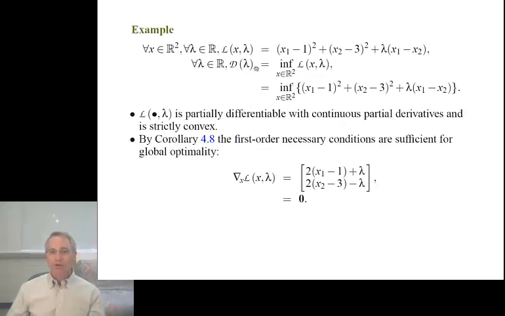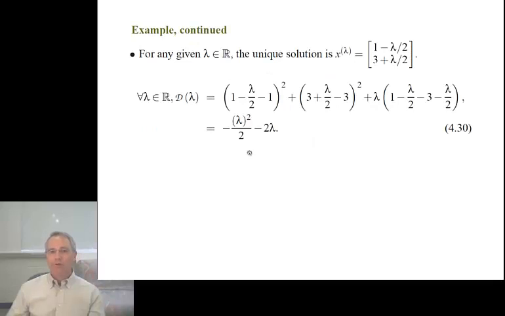Here's the Lagrangian. The dual is the inf of this guy. This objective is partially differentiable, and it's strictly convex. So the first order necessary conditions are sufficient. Here are the first order necessary conditions for it. I can solve for the values of x1 and x2, for their dependence on lambda. So for a given lambda, the unique solution, which I'll write as x superscript lambda in parentheses, meaning that x depends on lambda, has first entry x1 equal to 1 minus lambda/2. The entry x2 is 3 plus lambda/2.